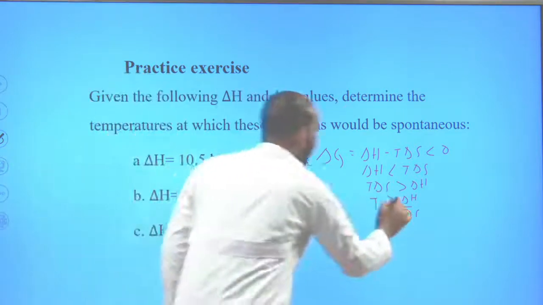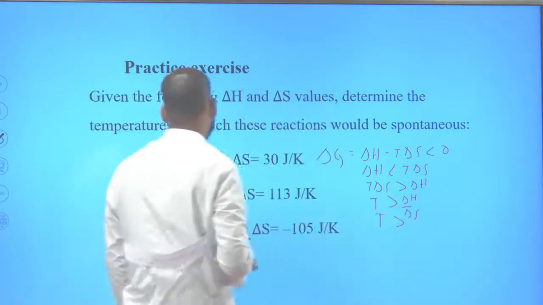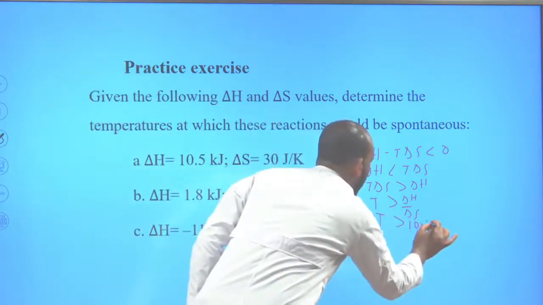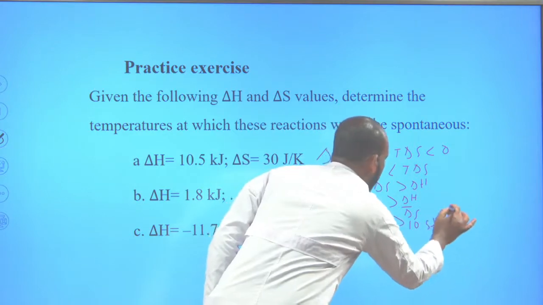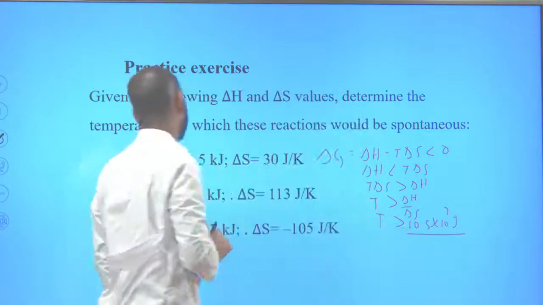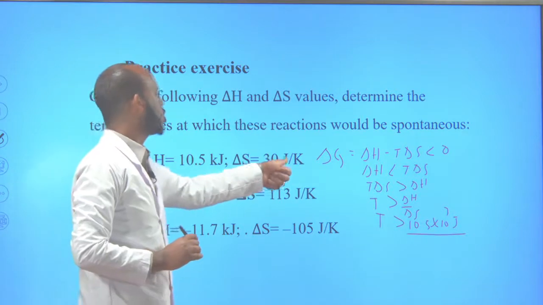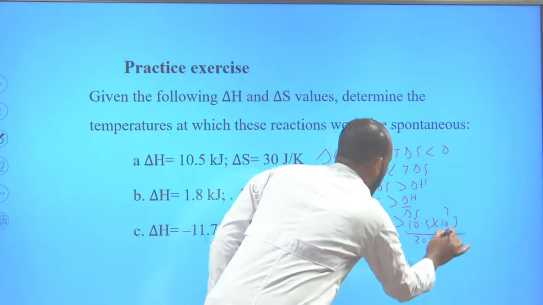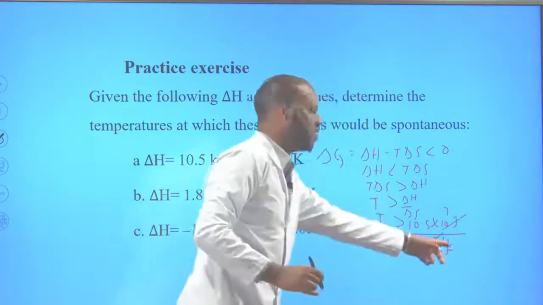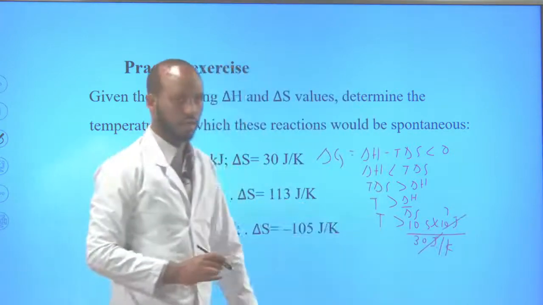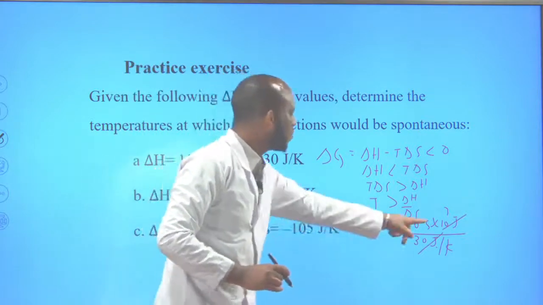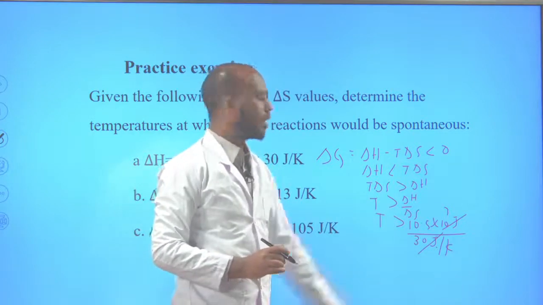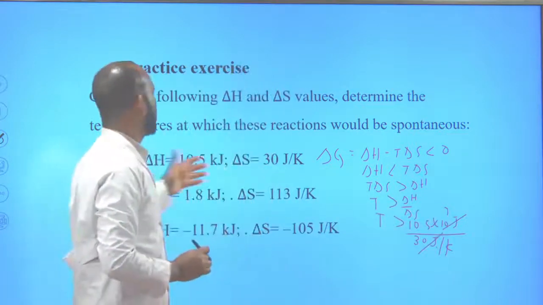For temperature greater than delta H, which is 10.5 kilojoule, 10.5 times 10 raised to 3 joule, divided by the change in entropy, delta S, which is 13 joule per Kelvin. Joule will be cancelled by joule. We are left with Kelvin, which is the unit of temperature. Therefore, for T greater than 10.5 times 10 raised to 3 divided by 13 Kelvin, this reaction would be spontaneous.